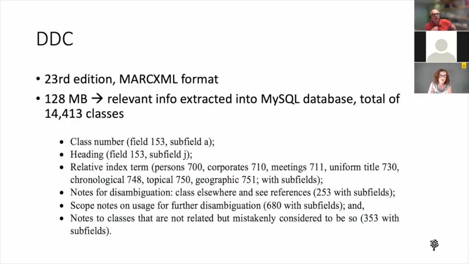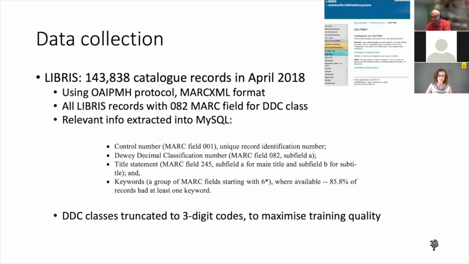So how we went about it is that we received the 23rd edition of DDC in marked XML format. Since it was so well formatted, it was easy to extract relevant information. And that was the class number, heading, relative index terms, as well as different notes. The data collection was mentioned earlier, of the catalog records that had DDC at the time. And they were really a challenging problem for this research because they're very short texts, but they do have keywords which already summarize the content of the document well.